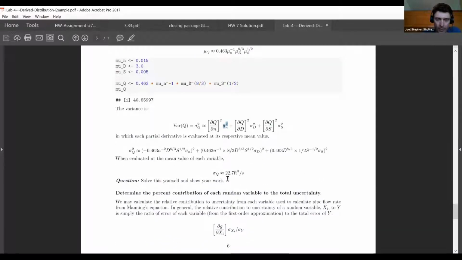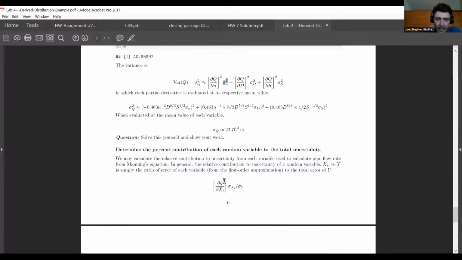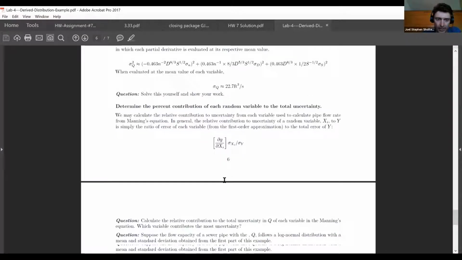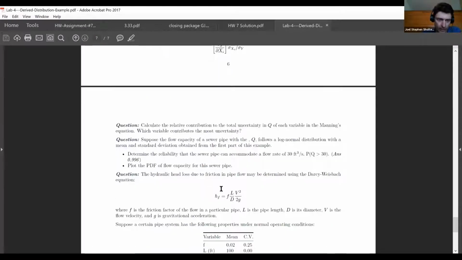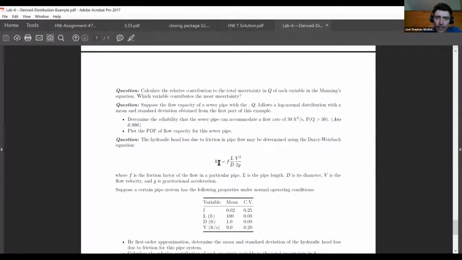So I walk you through all those steps for this problem, and then I ask you to answer some questions related to that, as well as a different equation, which our hydraulic students will recognize as the Darcy-Weisbach equation. So that lab, I think I have due next Tuesday.